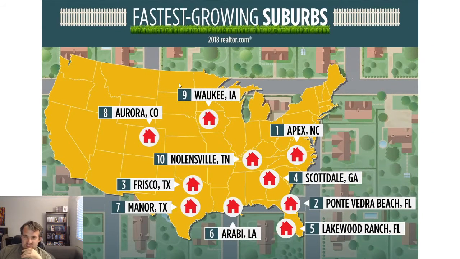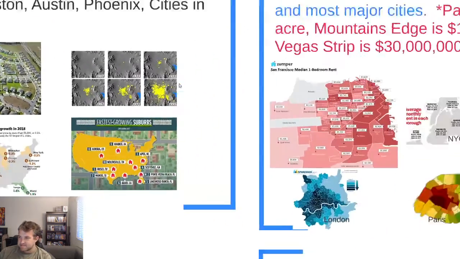And what do you got here? Fastest growing suburbs. Number 1, Apex, North Carolina. I have no idea what's going on in North Carolina that's causing their suburbs to grow so much. But then a lot of places in Florida are growing, Texas are growing. So growing cities, that's where they're at.